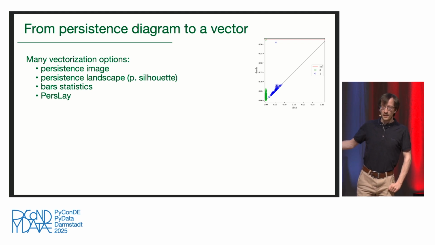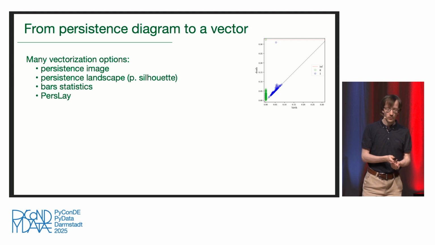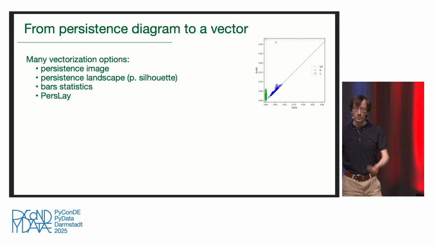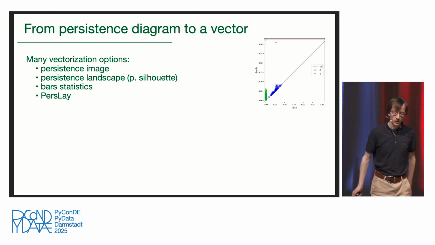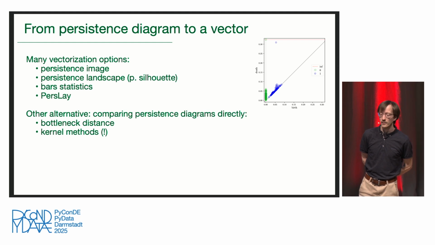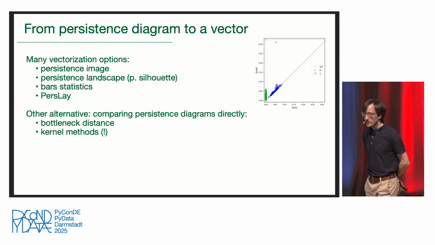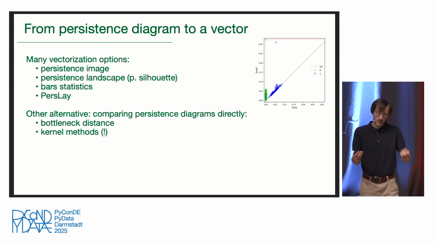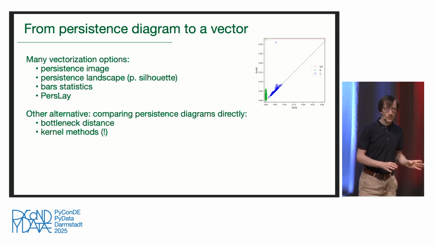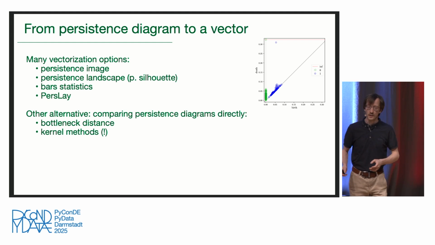Perslay is kind of a fun thing that you might care about because that's a specific layer for a neural network that aims to learn the right kind of vectorization. So that's a fun option. Other alternatives is to compare them directly. Bottleneck distance or Wasserstein distances are distances of the diagrams themselves that are not necessarily so good for applications because you cannot do averagings and stuff like that.